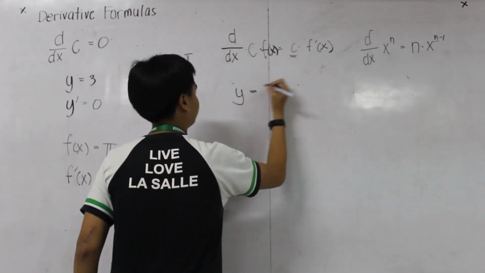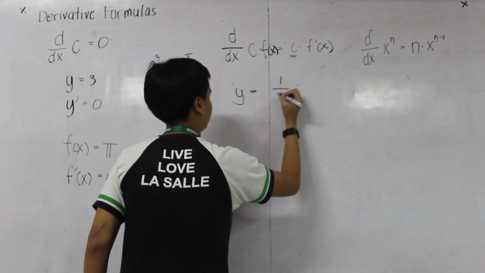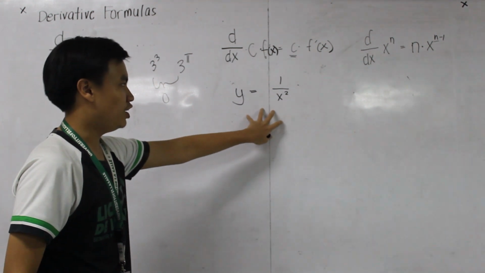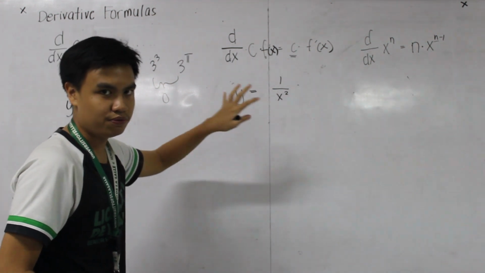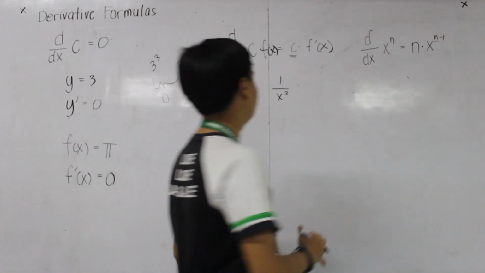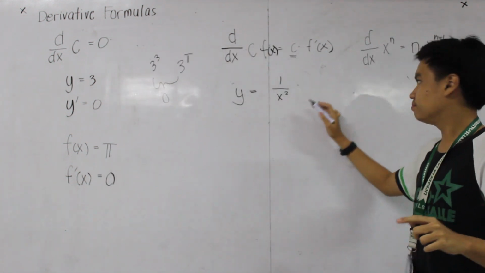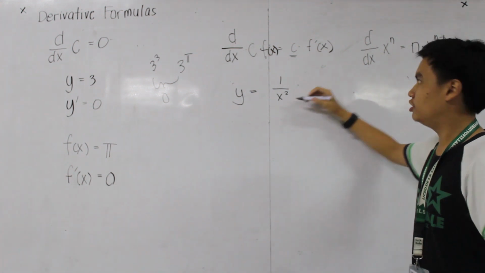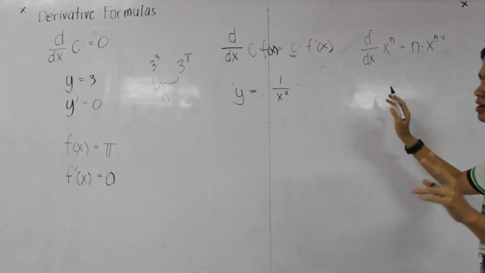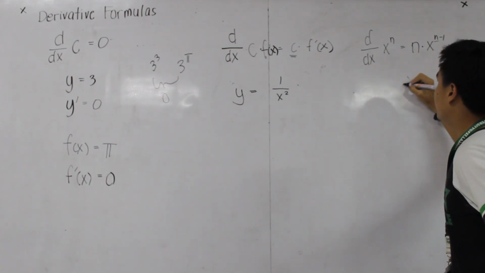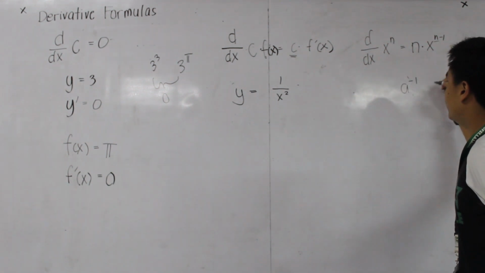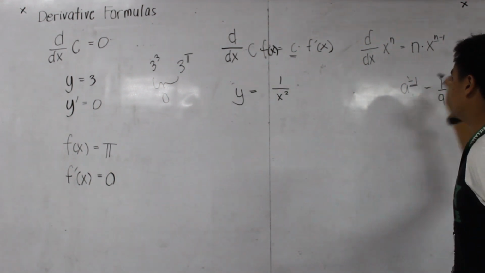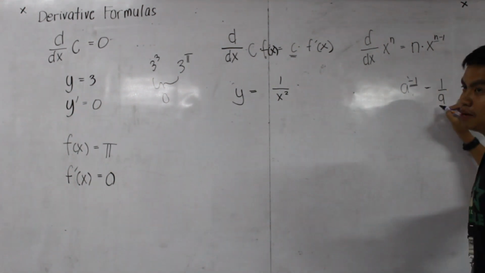Y is equal to 1 over x squared. So how do we get the derivative of this equation? Looking at the denominator, we know that in mathematics rules, when we say a to the negative 1, it is equal to 1 over a. So if the exponent is negative, we transfer it to the denominator.